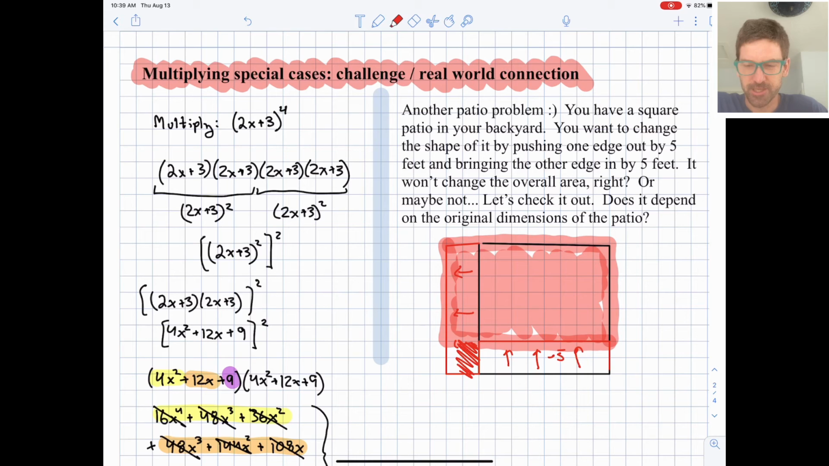And then the question is, it won't change the overall area, right? I guess we have to figure that out. Or maybe not. Let's check it out. Does it depend on the original dimensions of the patio? I'm not giving you the original dimensions of the patio. Presumably the patio is larger than 5 feet by 5 feet, because if we reduced one edge in by 5 feet, that would bring it down to 0. So we have to assume the patio is at least 5 by 5 to begin with.